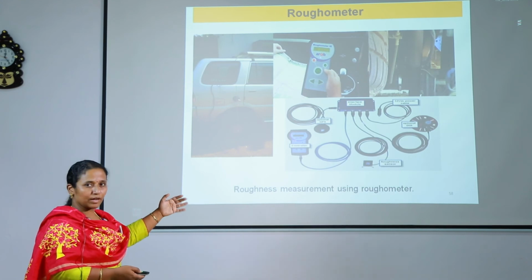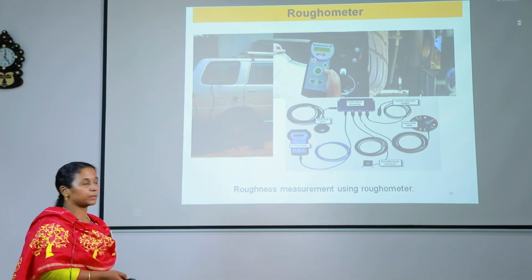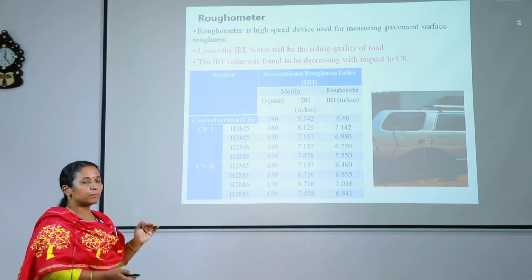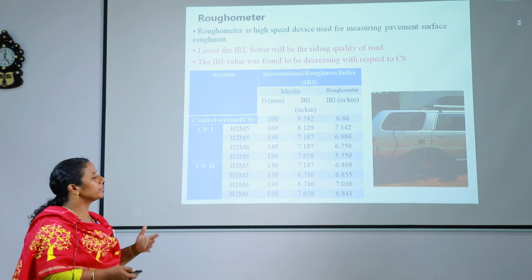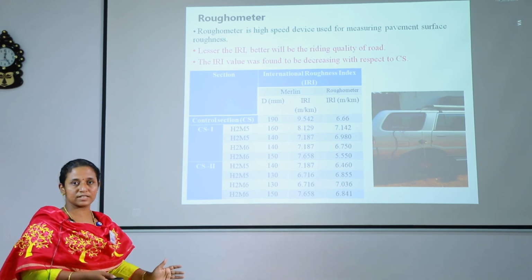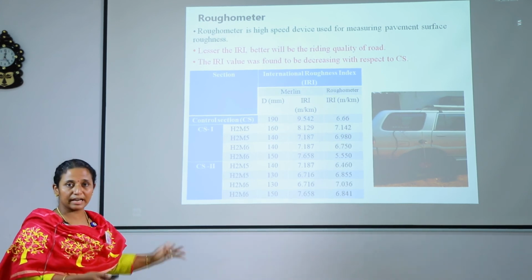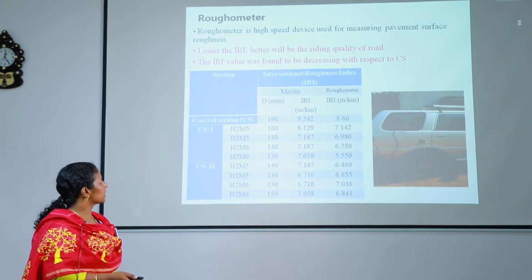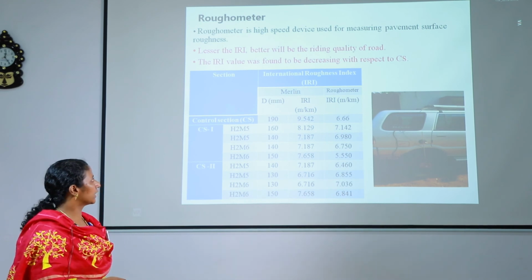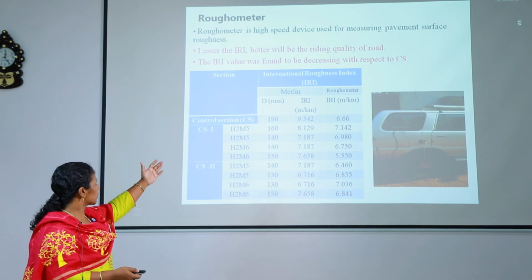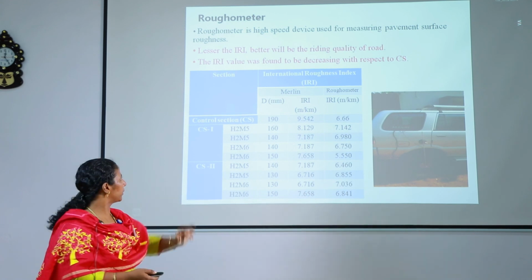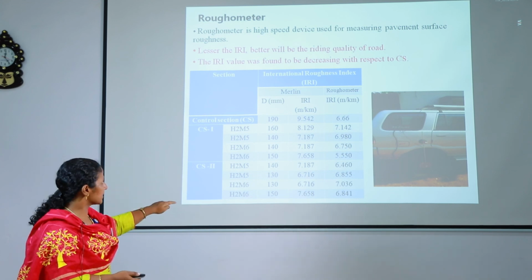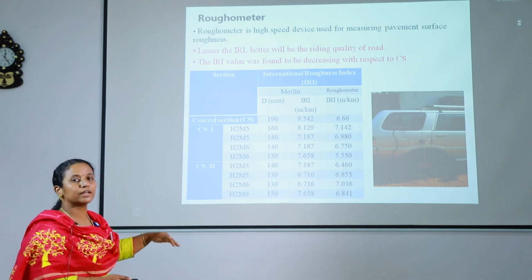This is another roughness index test, by the roughometer method. When coming to the result evaluation, the lower the IRI, the better. IRI means International Roughness Index. When the IRI values are lower, the riding quality of the road is better. The IRI values were found to be decreasing when the road is reinforced with coir geotextiles. We can see the results from the Merlin test and the roughometer index. First, the control section shows the unreinforced section, and the lower values show the reinforced section results.